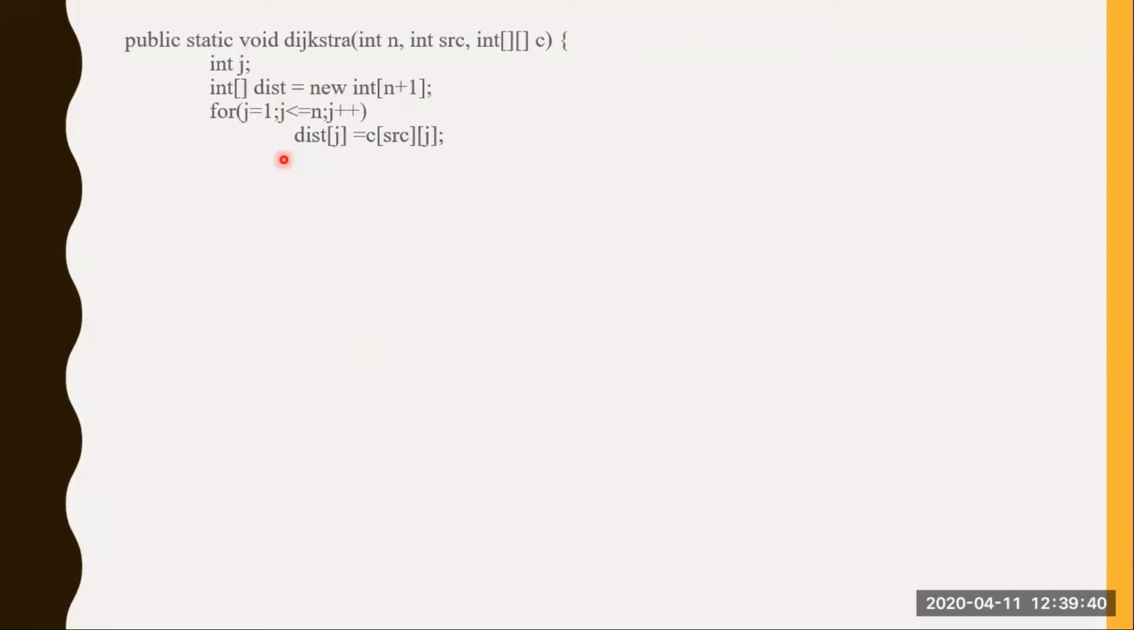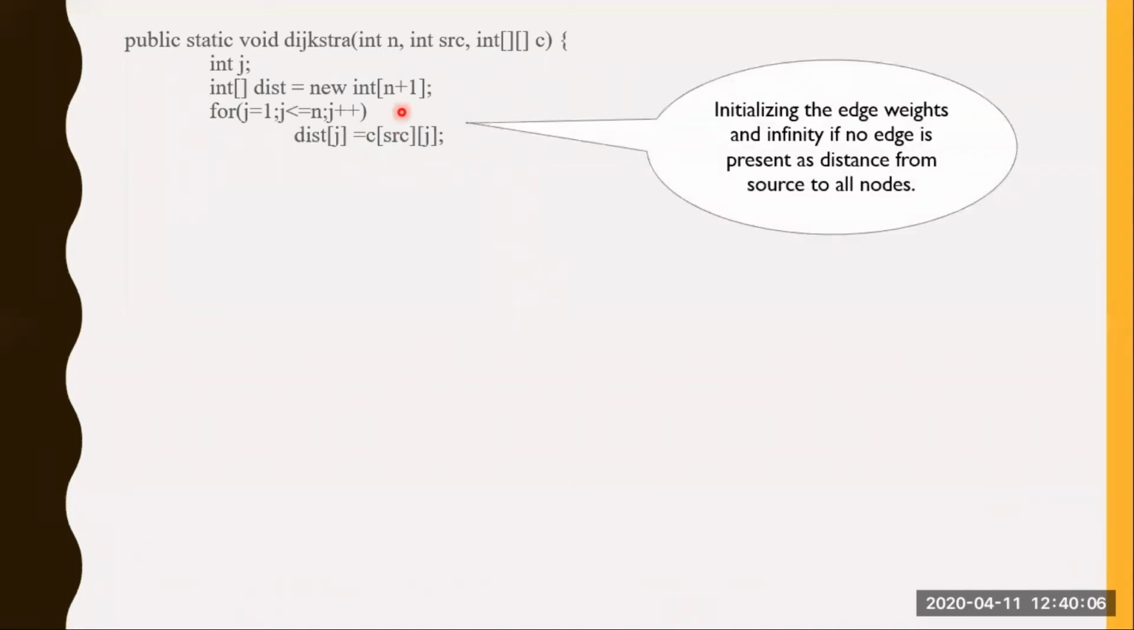Now in this initialization part, in the cost adjacency matrix, you would have entered the cost value if there is an edge, and infinity if there is no edge. So the same values for all the nodes from the source node, we are taking from the cost adjacency matrix and putting them into a new array called distance. Now after we do this, this is basically for initializing the edge weights.